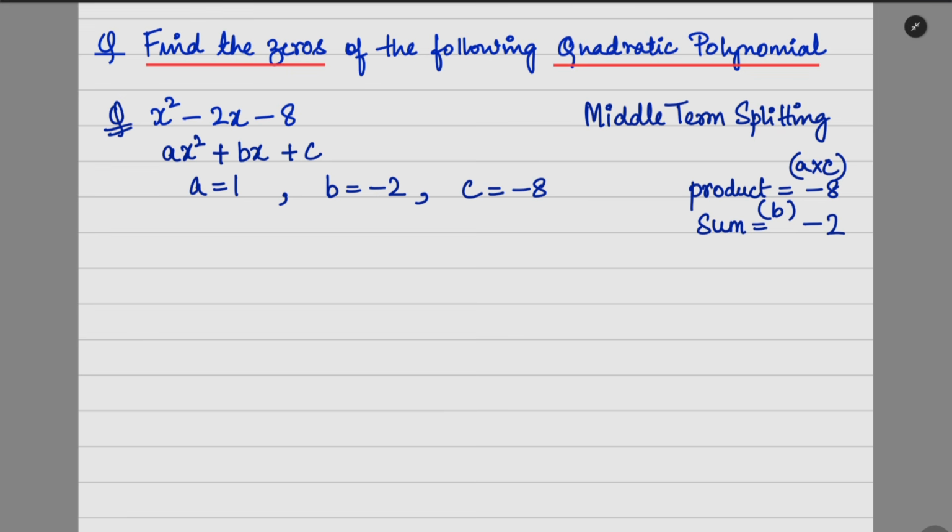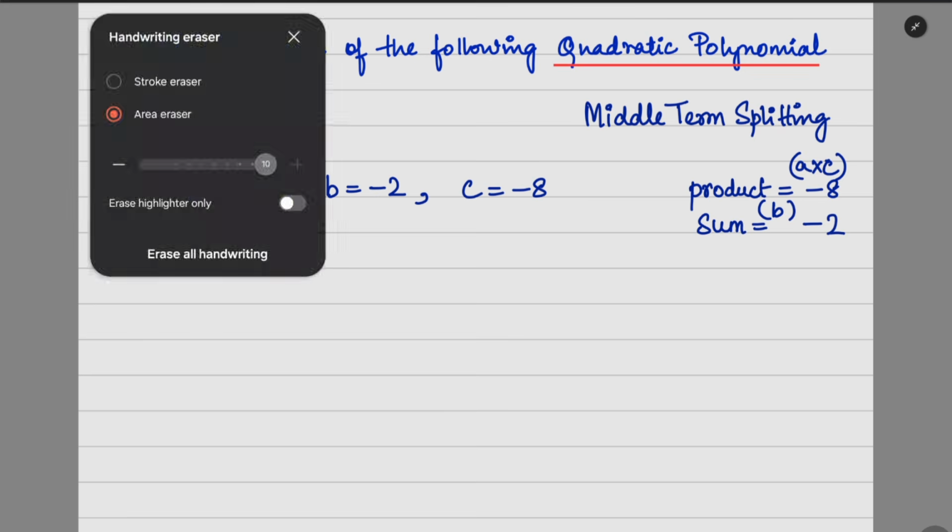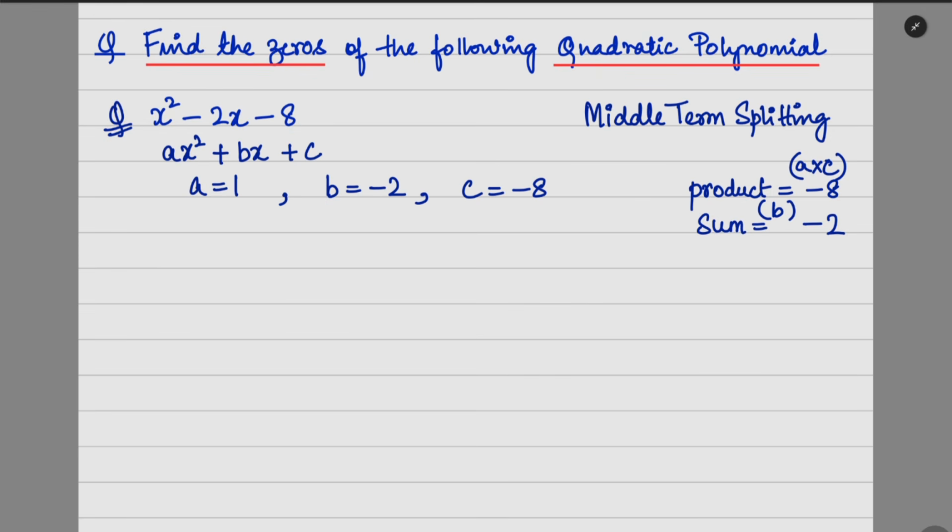Okay, so product is nothing but a multiplied by c, and sum is nothing but the value of b. Now you have to find two numbers whose product will be minus 8 and whose sum will be minus 2.